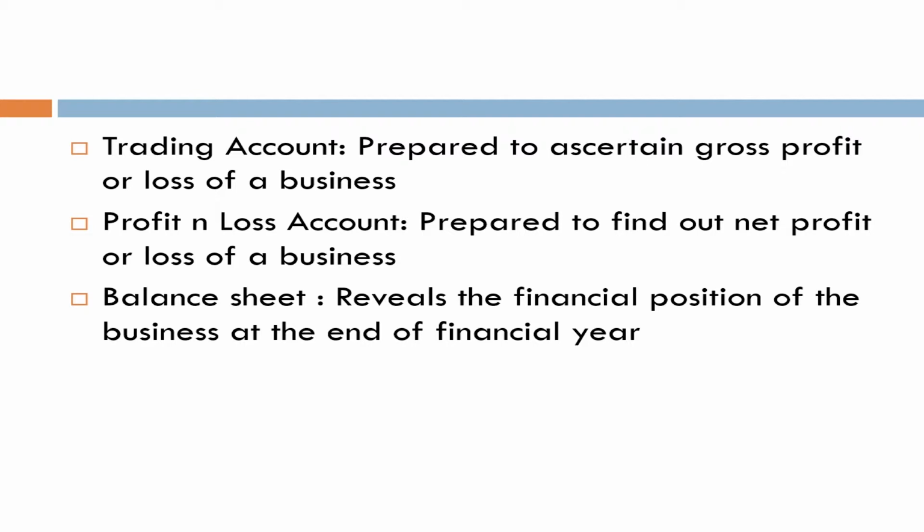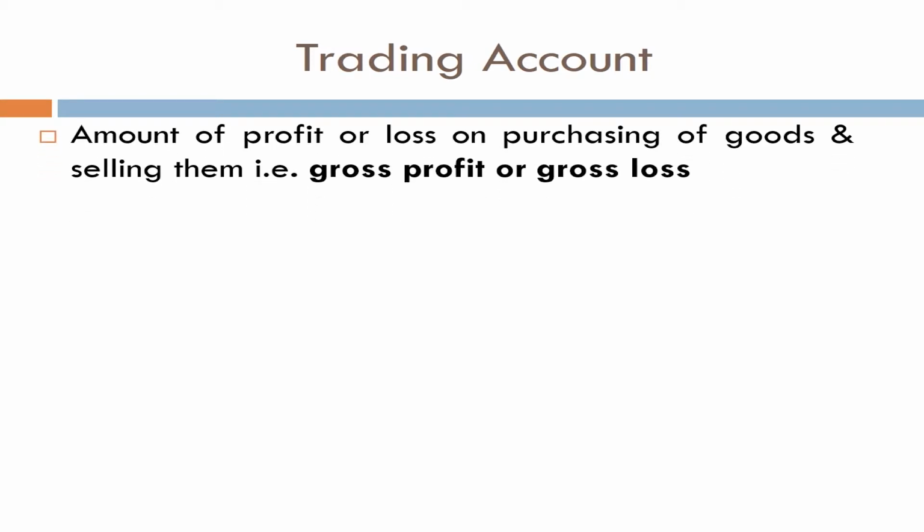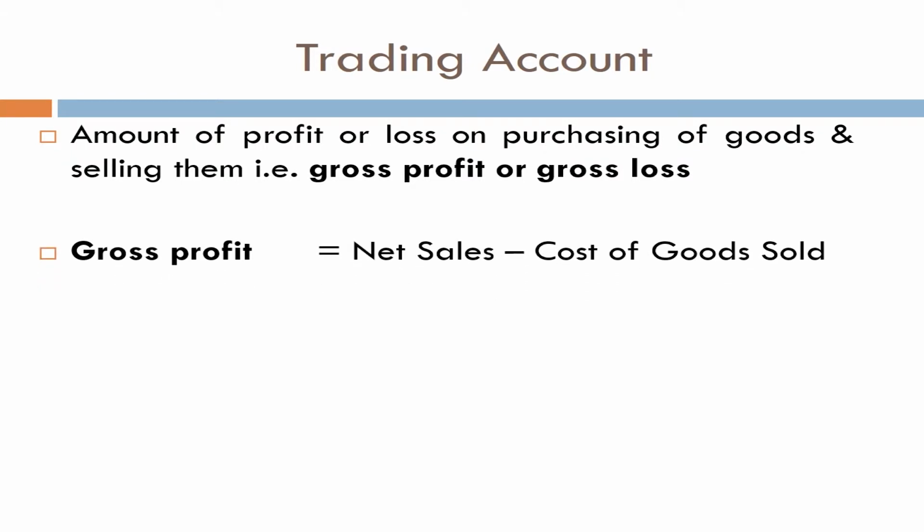Let's discuss the trading account. Trading account is taken as the first part of profit and loss account. It shows the amount of profit or loss on purchasing of goods and selling them, that is gross profit or gross loss. Gross profit is equal to net sales minus cost of goods sold.